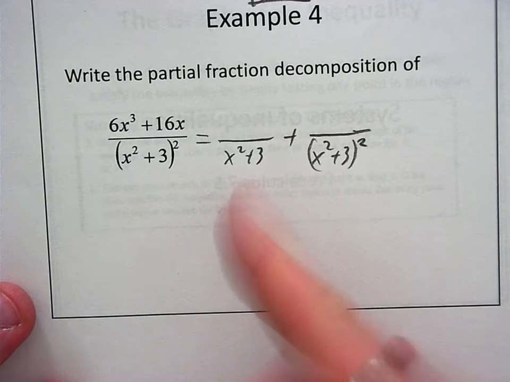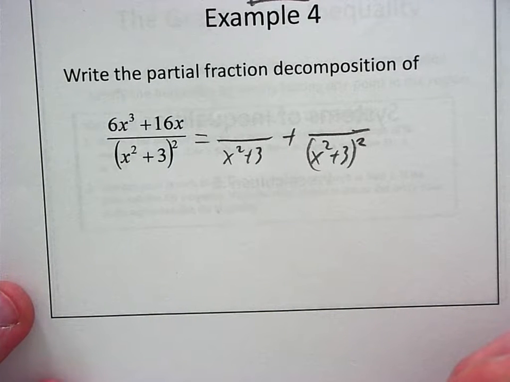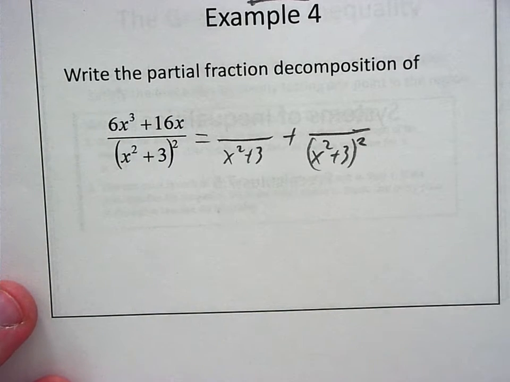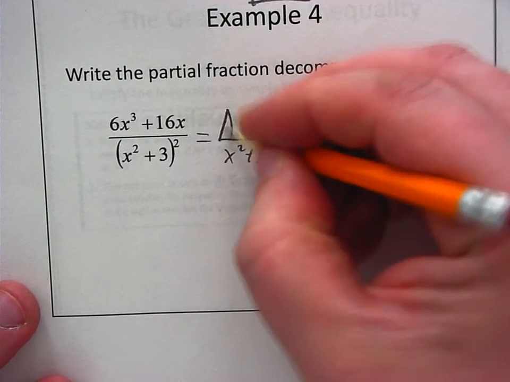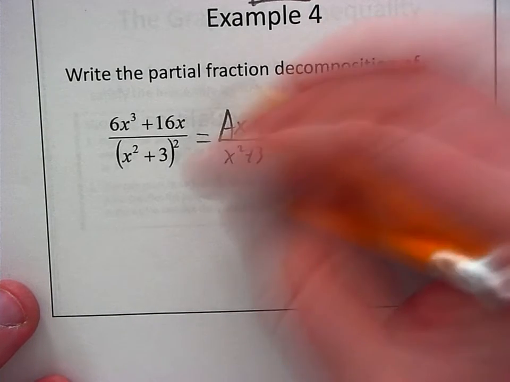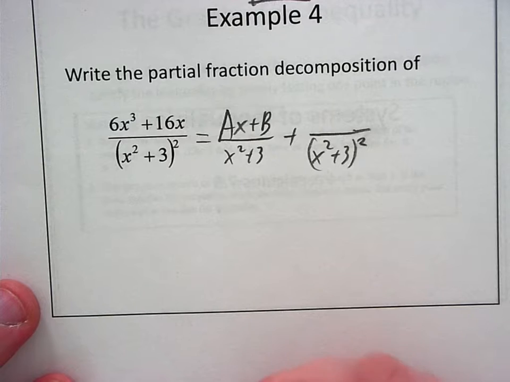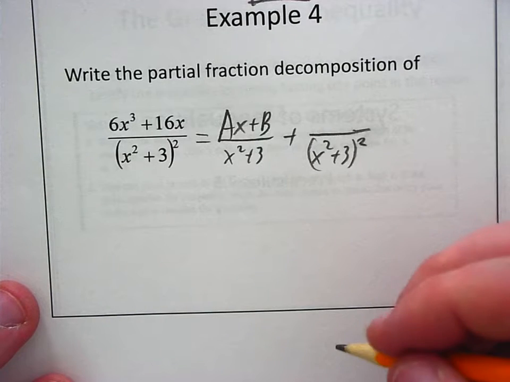So then, what would the numerator be on the first one? Well, typically you start with a, though, but yeah, you could put bx plus c. Honestly, the letters are arbitrary. Ax plus b, if that's that one, what's the other one?